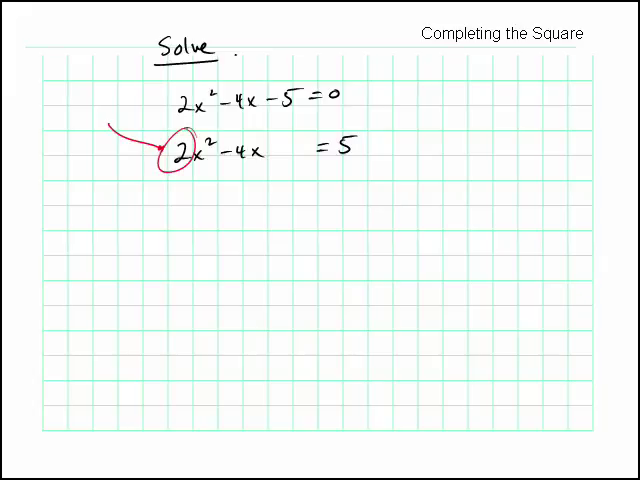For completing the square to work properly, I have to have my a coefficient equal to 1. This must be a equals 1. For me to add a number to both sides and get the perfect square correct, that has to be a 1x squared there. So in this case, what I'm going to have to do is divide everything by 2, like that, so that I now have 1x squared minus 2x equals 5/2.